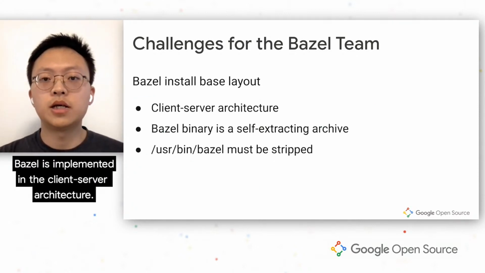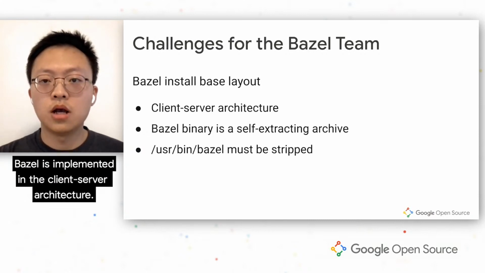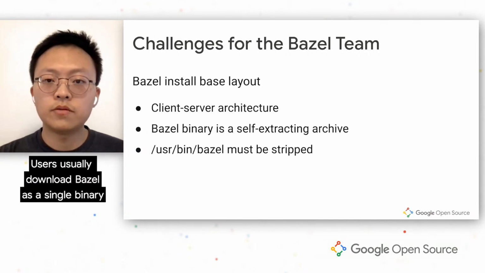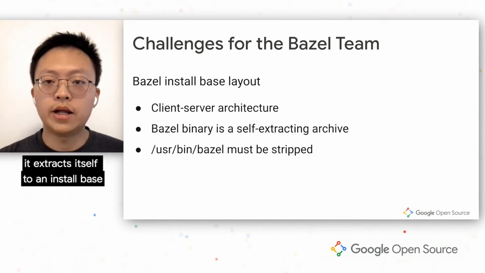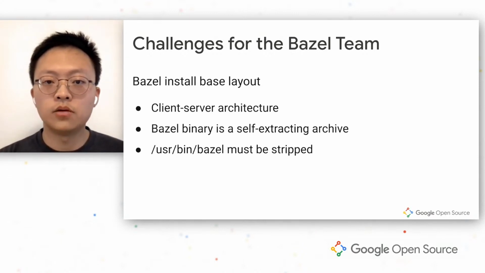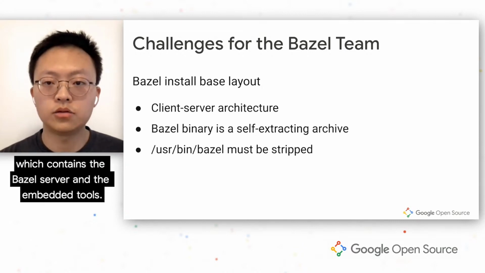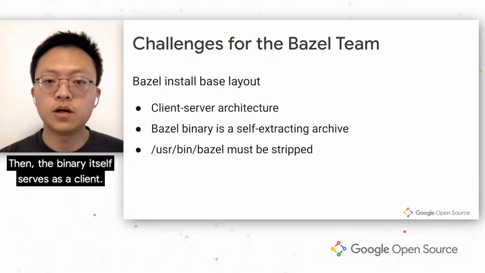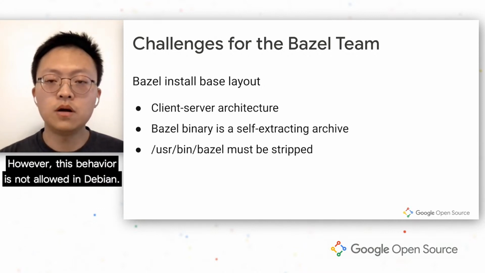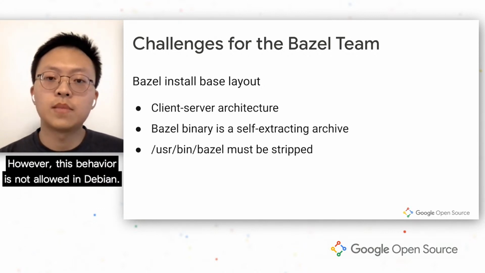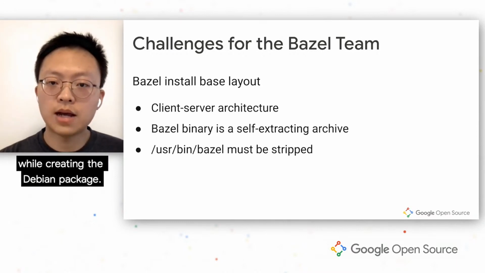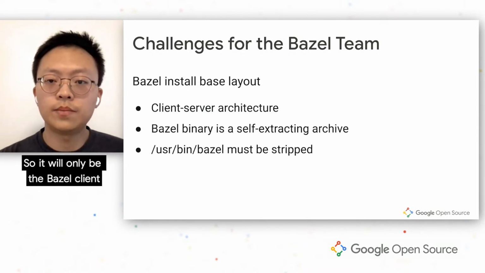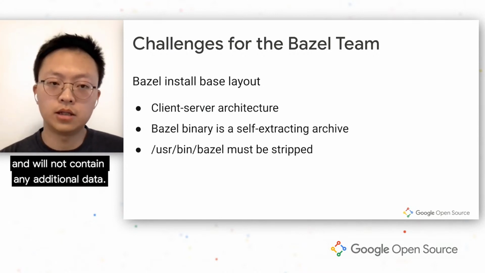Bazel is implemented in a client-server architecture. Users usually download Bazel as a single binary, which is in fact a self-extracting archive. The first time you run Bazel, it extracts itself to an install base somewhere under your home directory, which contains the Bazel server and the embedded tools. Then the binary itself serves as the client. However, this behavior is not allowed in Debian. The /usr/bin/bazel binary must be stripped while creating the Debian package, so it will only be the Bazel client and will not contain any additional data.